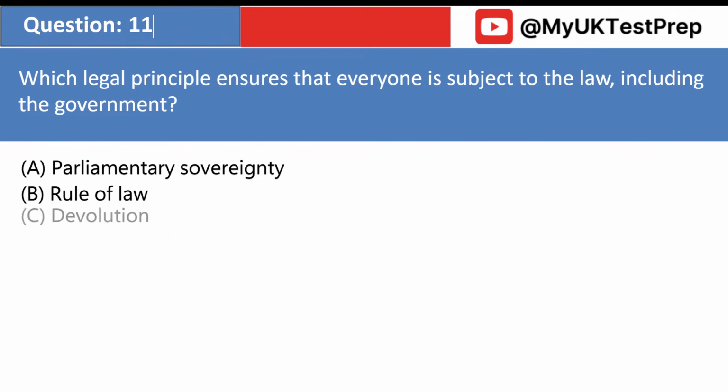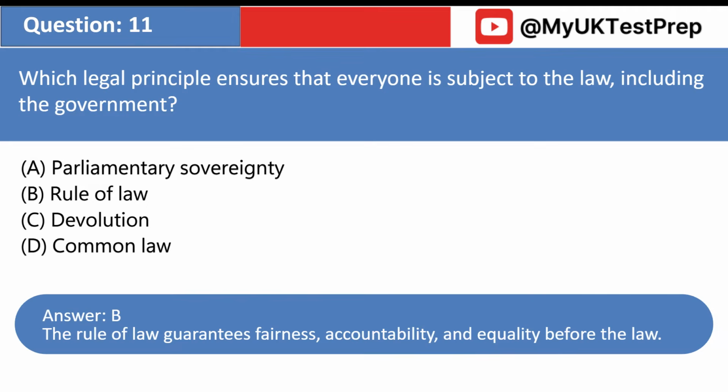Which legal principle ensures that everyone is subject to the law, including the government? A. Parliamentary sovereignty. B. Rule of law. C. Devolution. D. Common law. Answer: B. The rule of law guarantees fairness, accountability, and equality before the law.